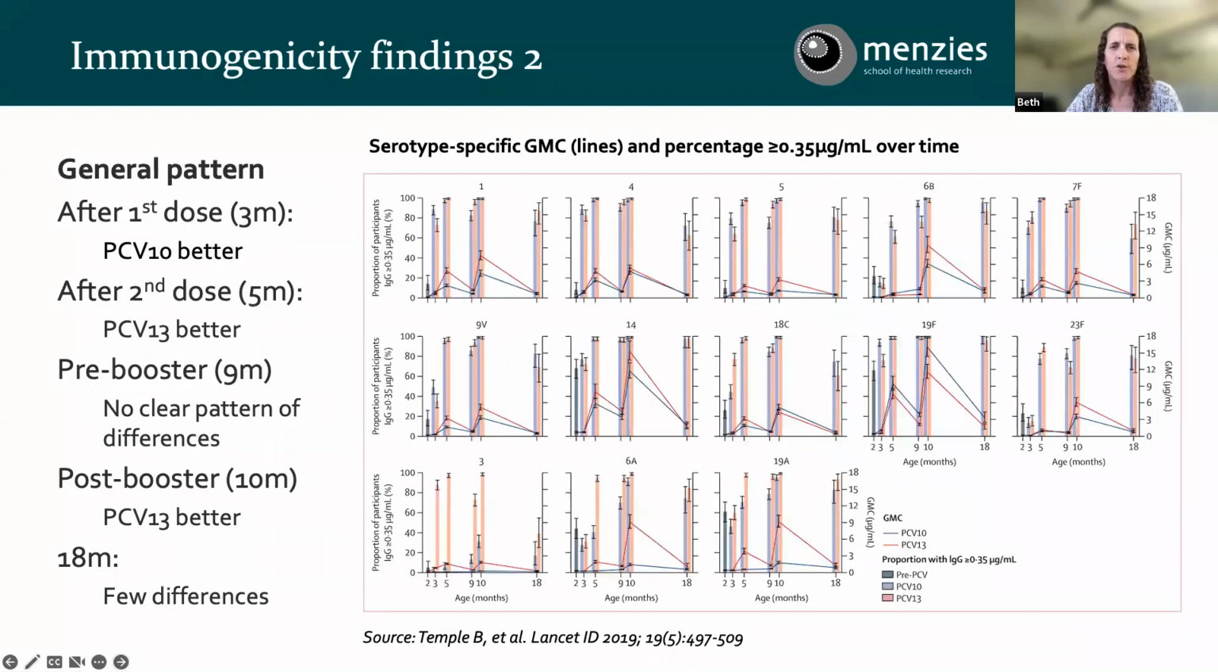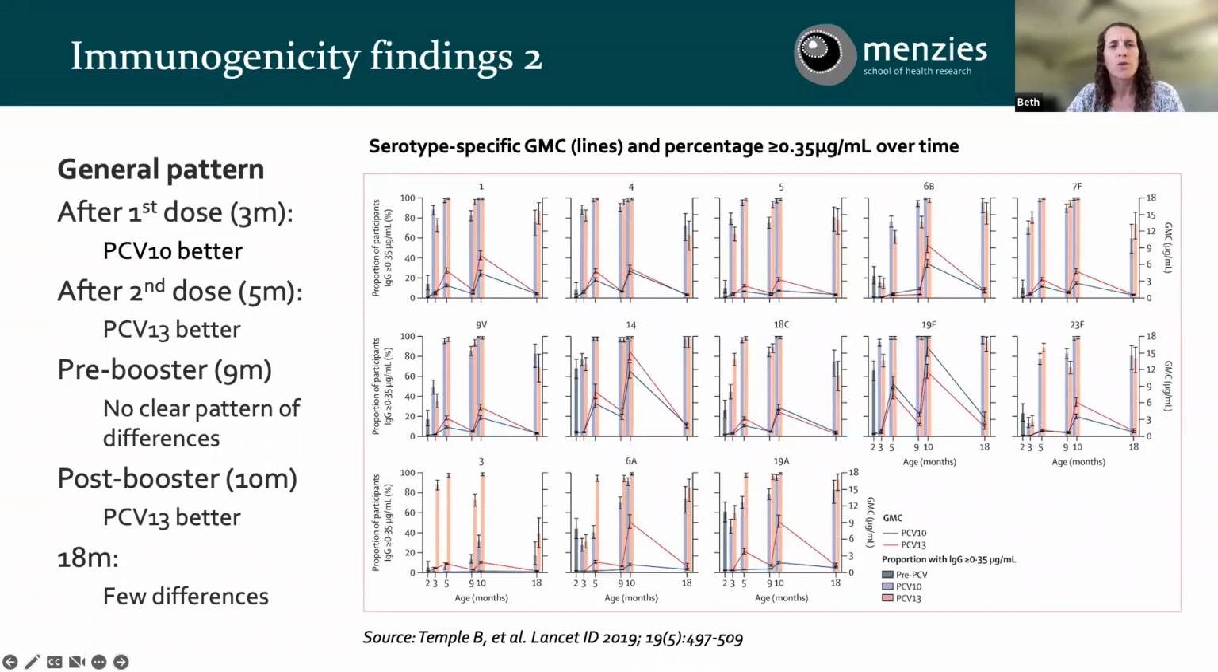The first two rows are the shared serotypes, so the 10 serotypes in PCV10, and the bottom row is the PCV13 only serotypes. I really just want to focus on the pattern of the GMC, so the pattern of those lines over time, because a similar pattern was actually seen across the majority of serotypes.